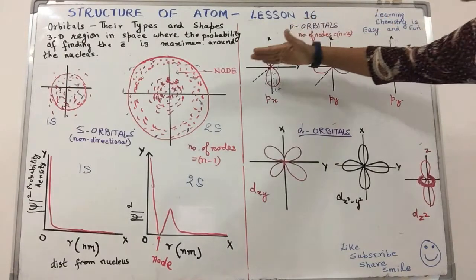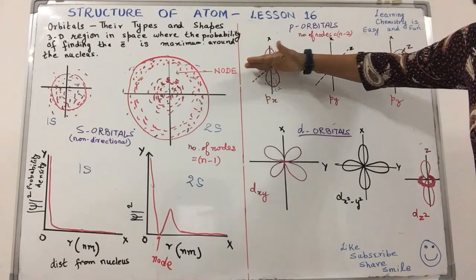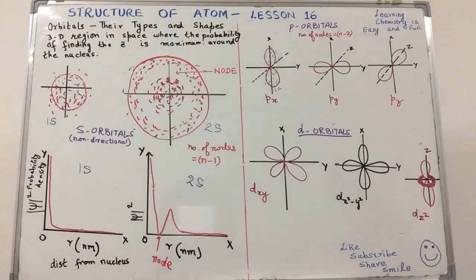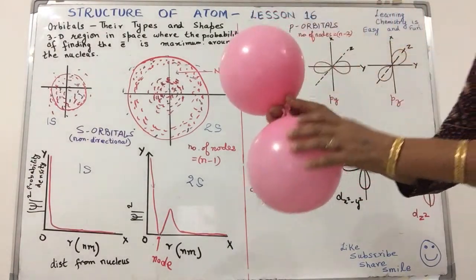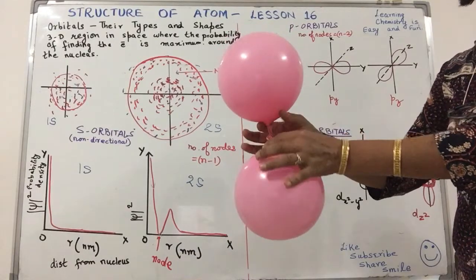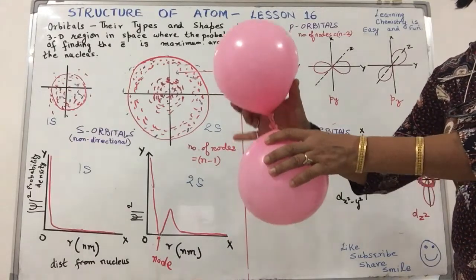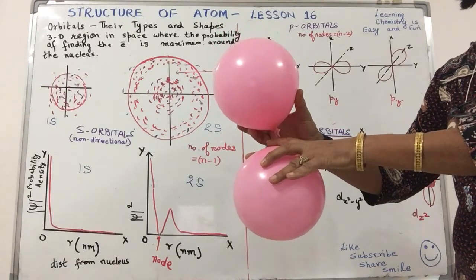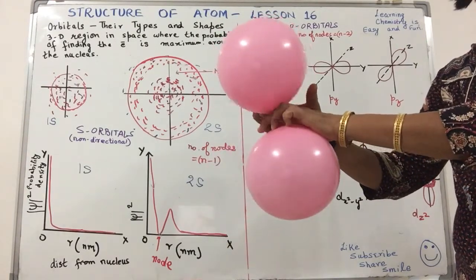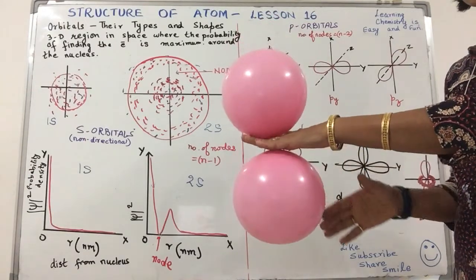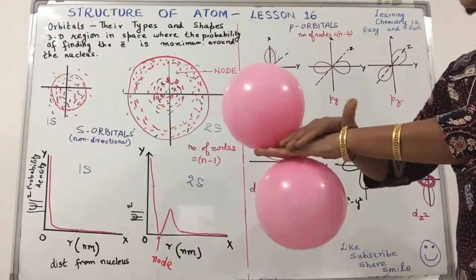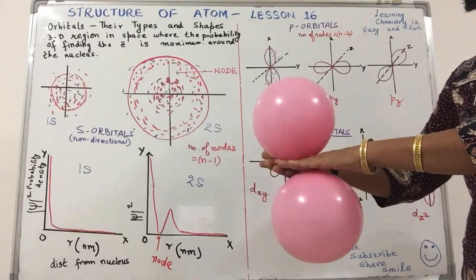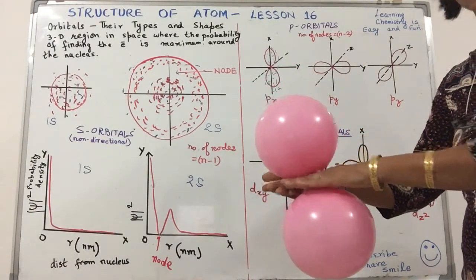Now here the probability of finding the electron is 0 at this plane. If you notice my dumbbell here, it's squeezing in the middle, right? There's a gap in the two. Here the probability of finding the electron is 0. This plane along the internuclear axis, the probability of finding the electron becomes 0, and that becomes the nodal plane.